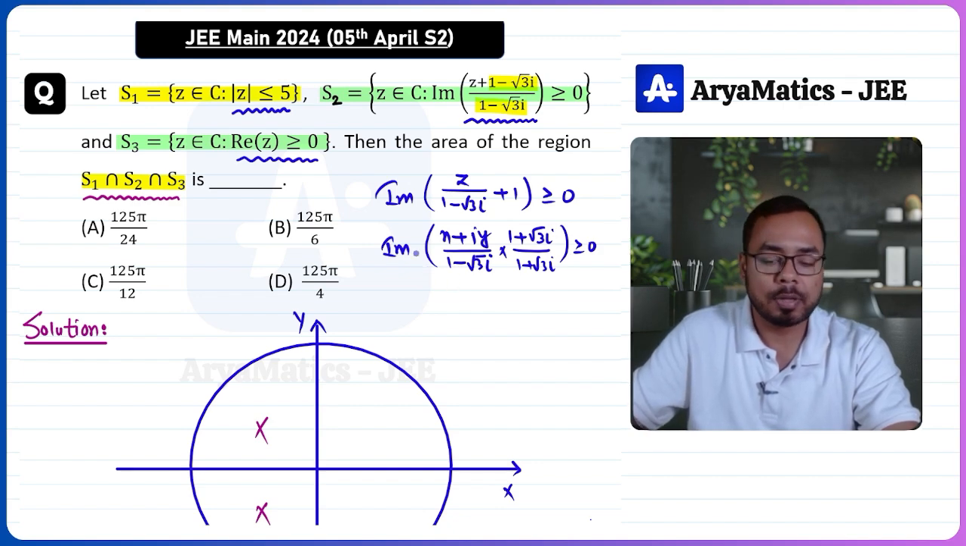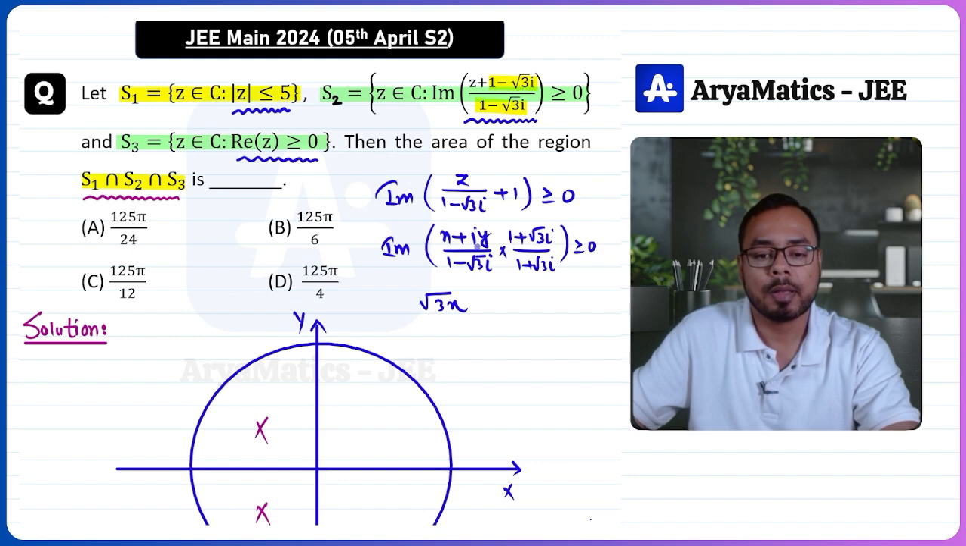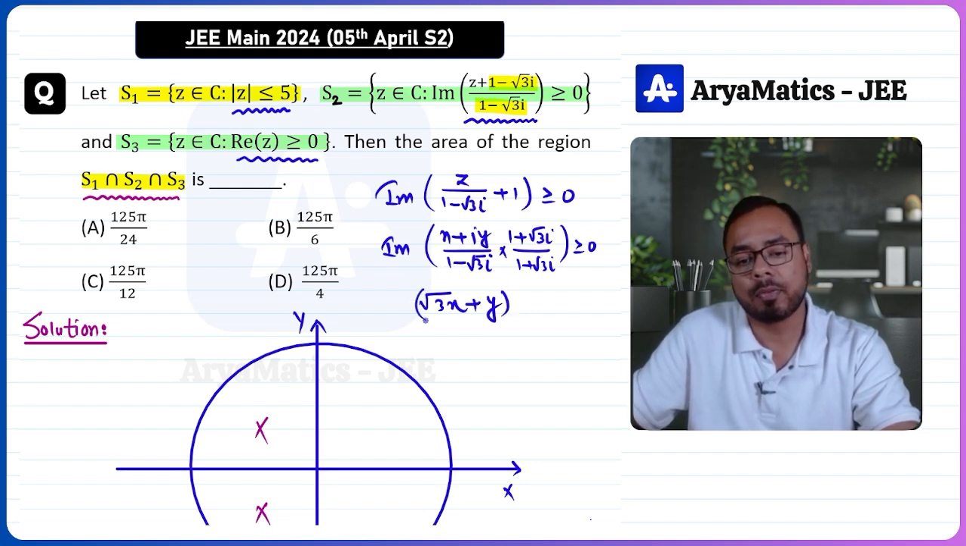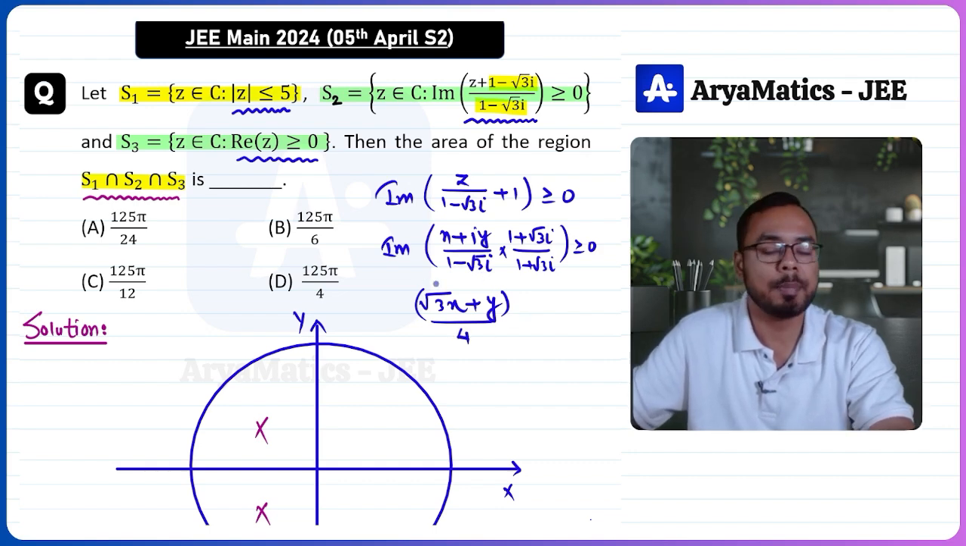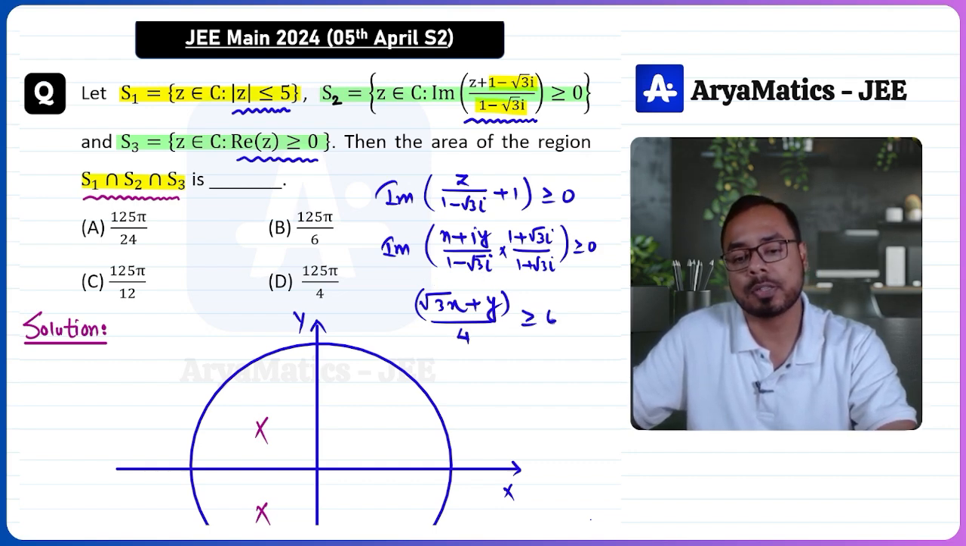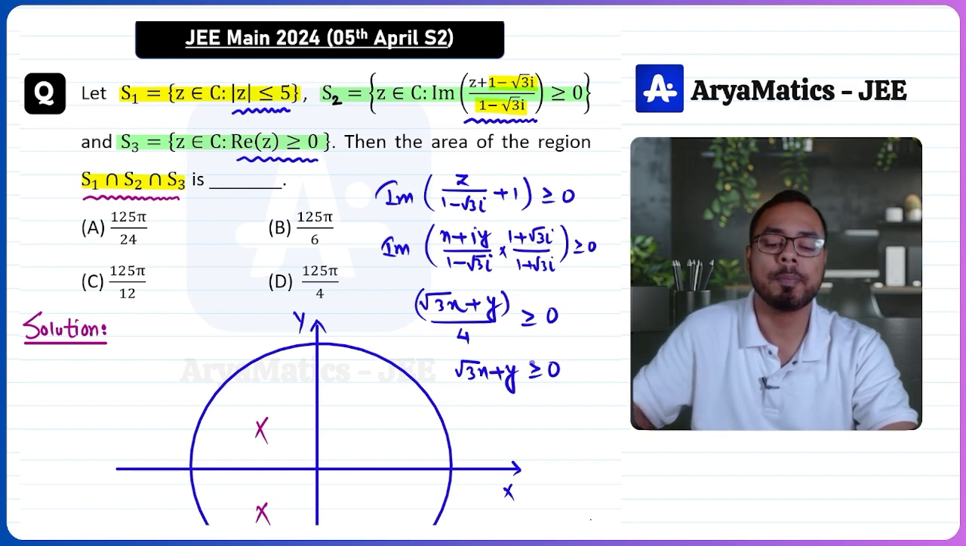And if we talk about the imaginary part of this complex number, imaginary you will get when you multiply x with root 3 iota. So it will be root 3x and then iota into y plus 1. So root 3x plus y, and that divided by, in denominator you will get 4, right? 1 square plus root 3 iota square. So this is the imaginary part of that complex number, and this should be positive. So finally we are getting this locus root 3x plus y greater than equal to 0.